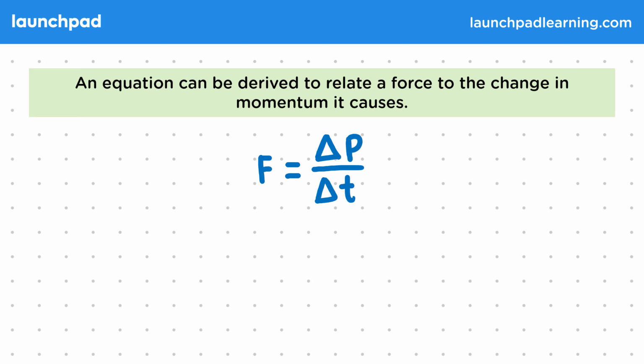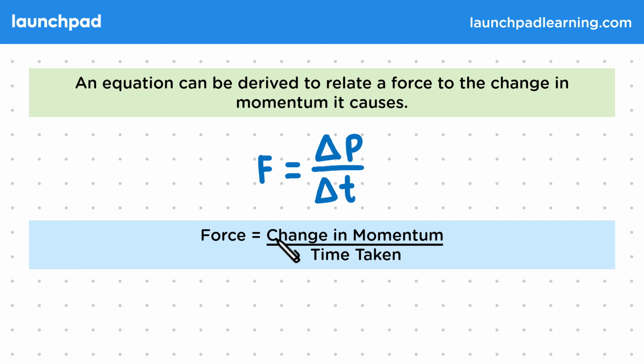In words, this equation says the force equals the change in momentum divided by the time taken, or the time the force is applied for. In other words, the resultant force on an object determines the rate of change of its momentum. You might see some textbooks refer to this as the more accurate equation for Newton's second law, but you don't need to worry about why that is at GCSE.